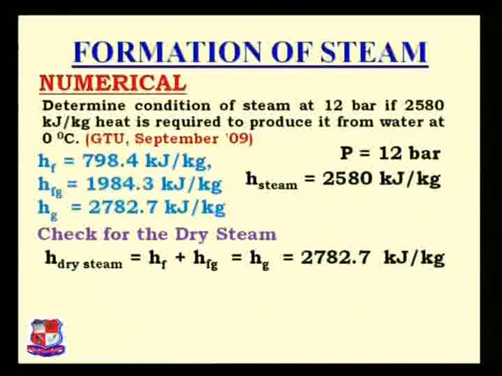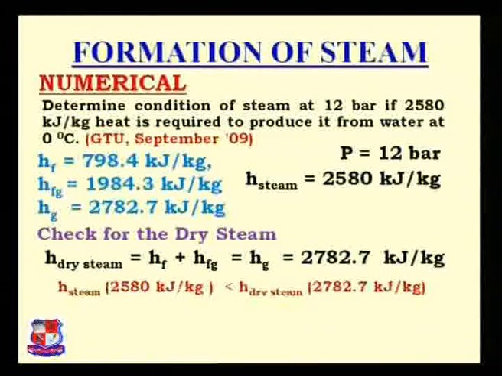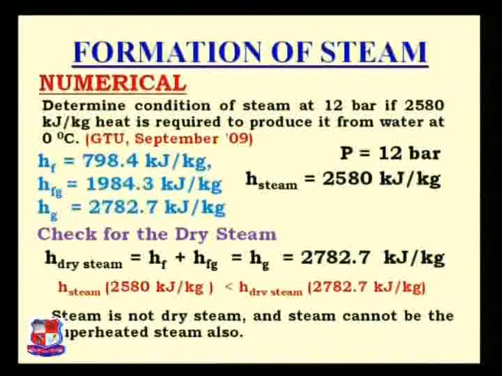Now, we will compare the enthalpy of dry steam with the enthalpy of steam given in the problem. From comparing, we came to know that the enthalpy of steam, that is 2580 kilojoule per kg, is less than the enthalpy of dry steam, that is 2782.7 kilojoule per kg. It means that if we give 2580 kilojoule per kg of heat to the water, it will not be converted into the dry steam. So, the given condition of steam is not dry steam.